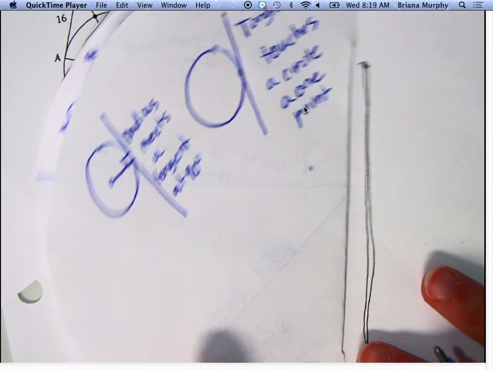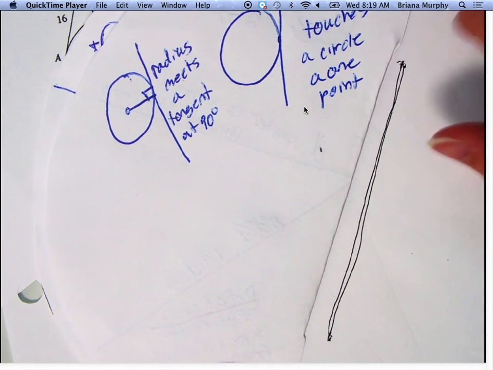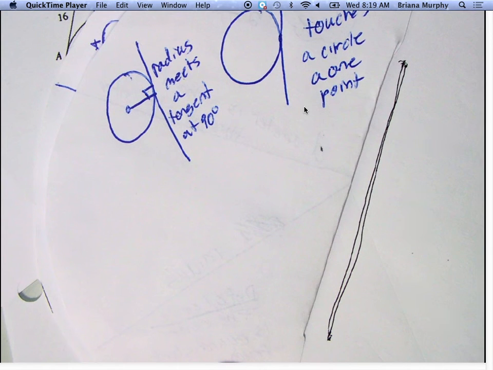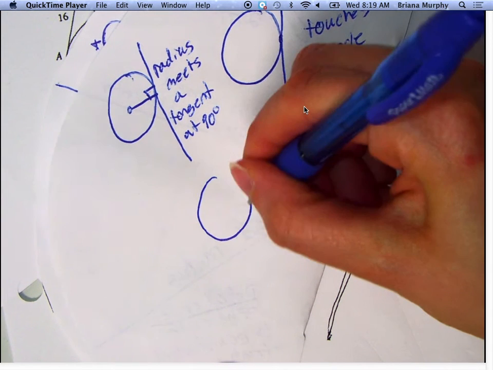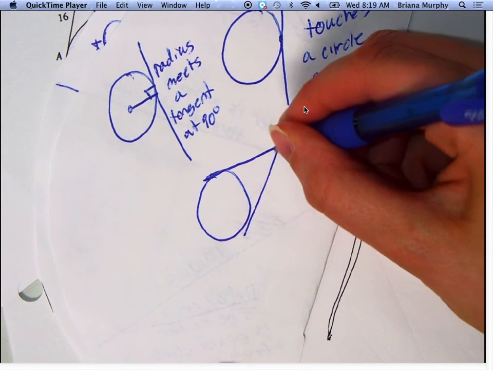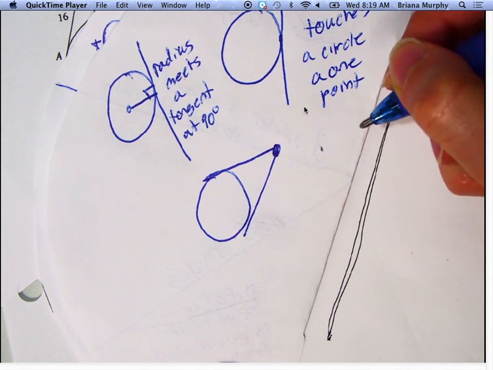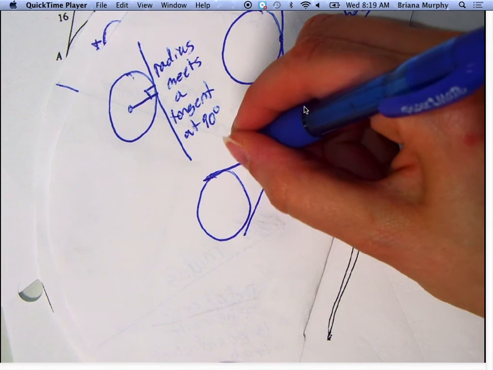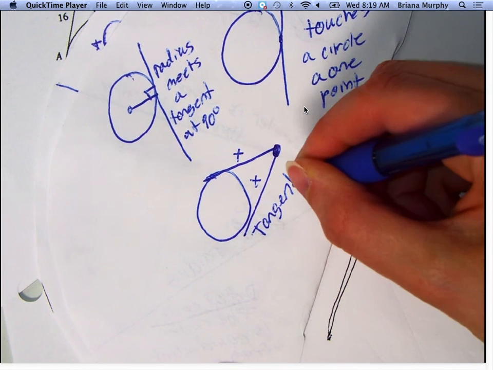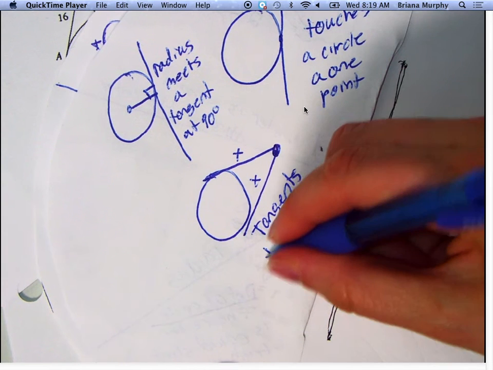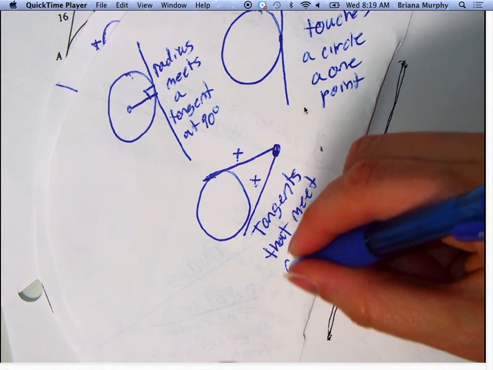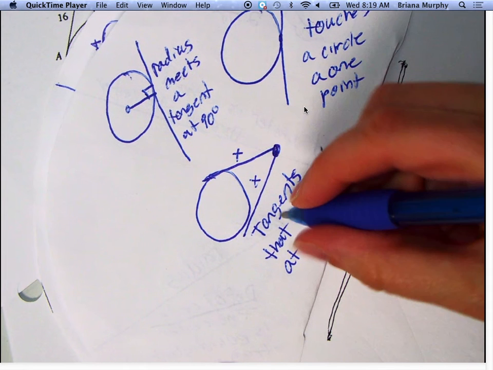All right. What else needs to be something important? If you have two tangents that meet in an exterior point, they are equal. Tangents that meet at the same exterior point are equal.